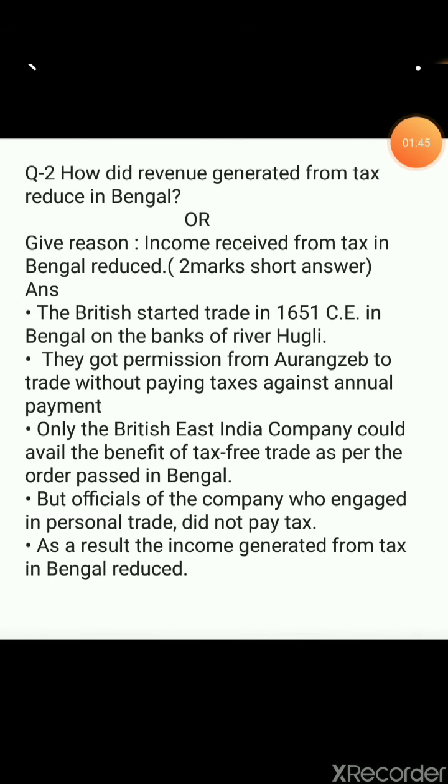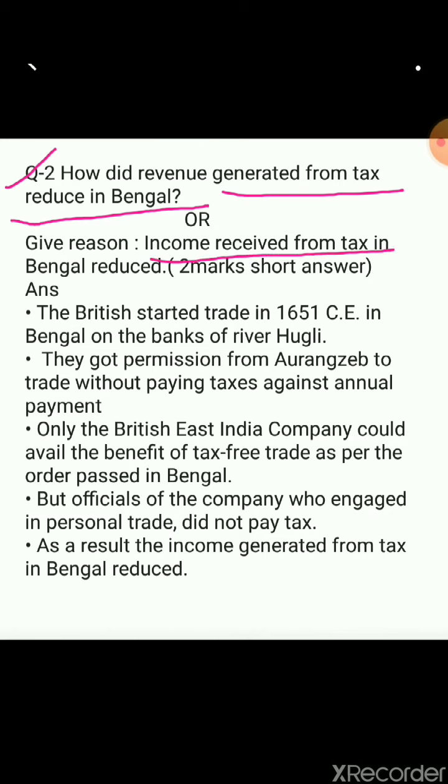Now the other question, students, which you need to write is: how did the revenue generated from tax reduce in Bengal? Or another question can be asked, that is, give reason: income received from tax in Bengal reduced. This would be asked for how many marks? 2 marks, because it's a short answer. Any one of the questions will be asked in the exam, and you need to write the same answer over here. It is even given in the textbook, and I have written it in points over here. So in this same pattern you need to write in the exam.